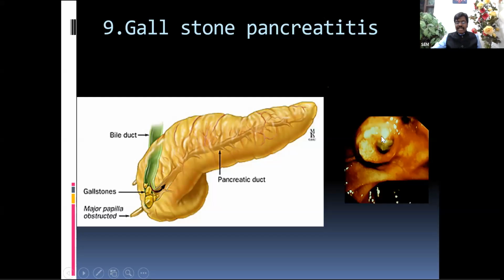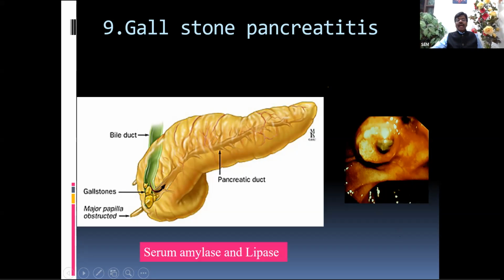And this is the classical picture: at the ampulla, in the second part of the duodenum, a stone is stuck there, and unless you remove the stone, deliver the stone, it's like a baby's head stuck at the vagina. What do you do for the delivery of the baby? We do a procedure called episiotomy, isn't it? We make an incision and enlarge the opening and deliver the baby. Similarly, we can incise this. The division of the sphincter is called sphincterotomy. So the sphincter of Oddi is divided here, and then you remove the stone. That way you relieve the patient's jaundice.